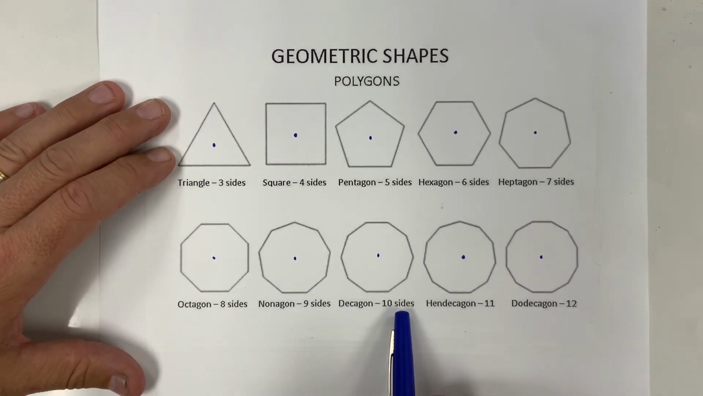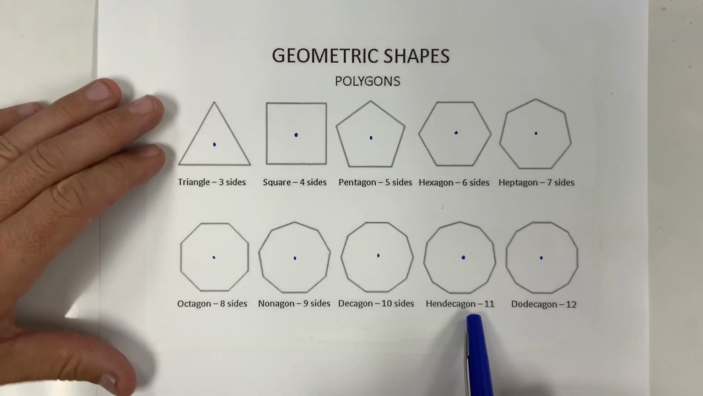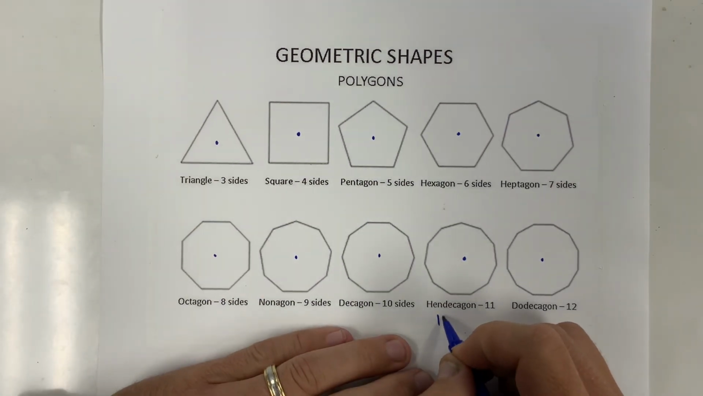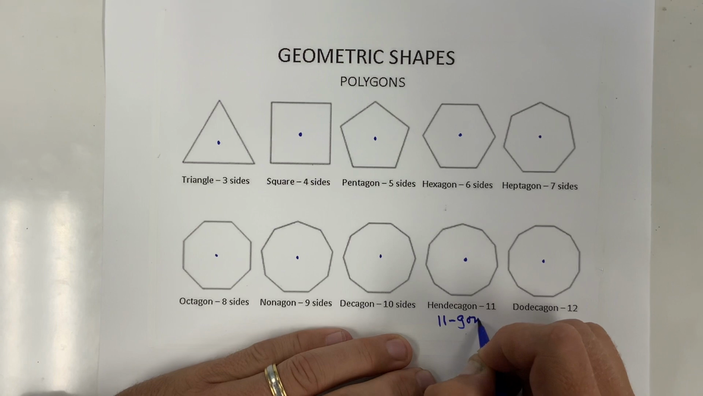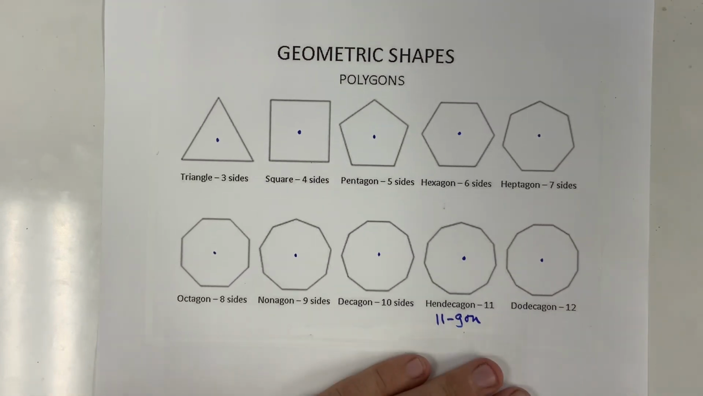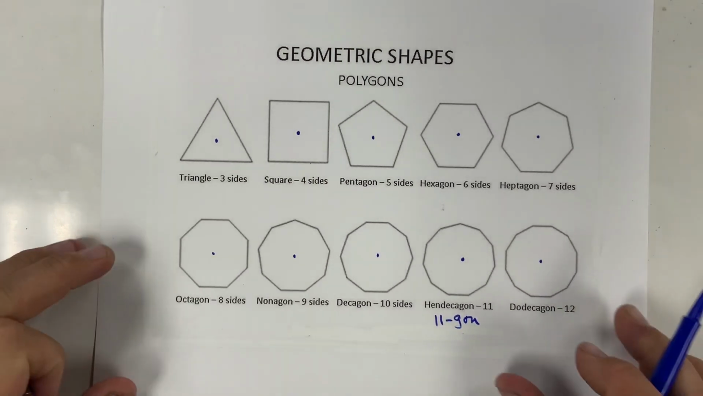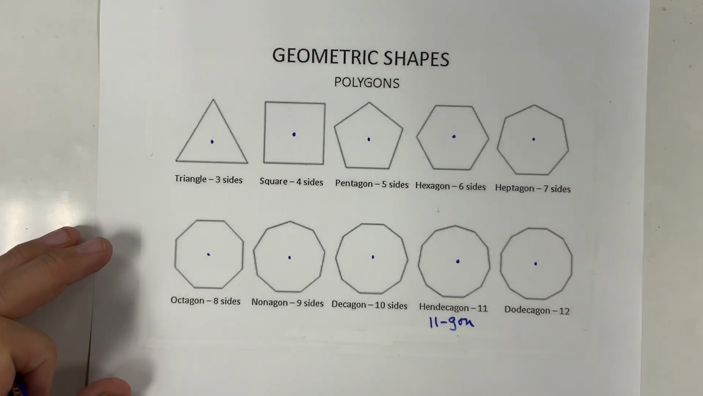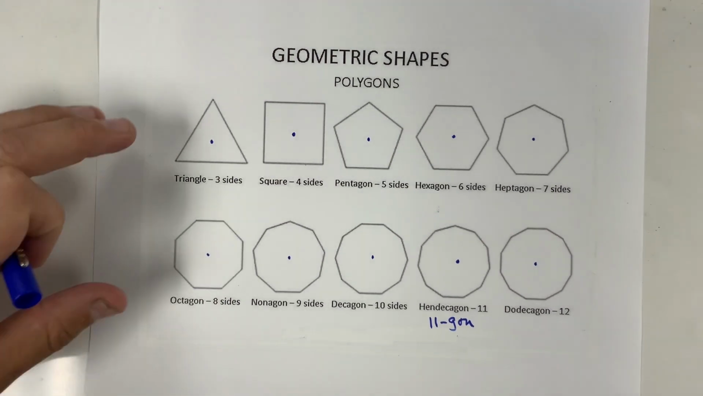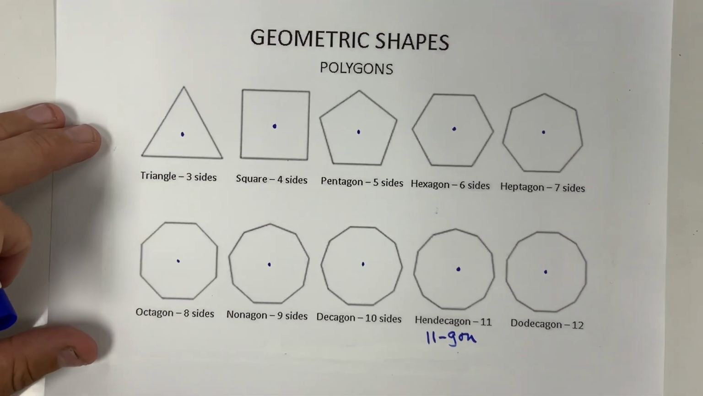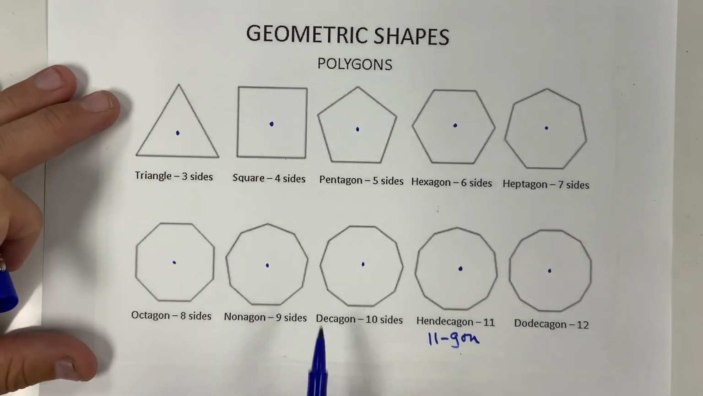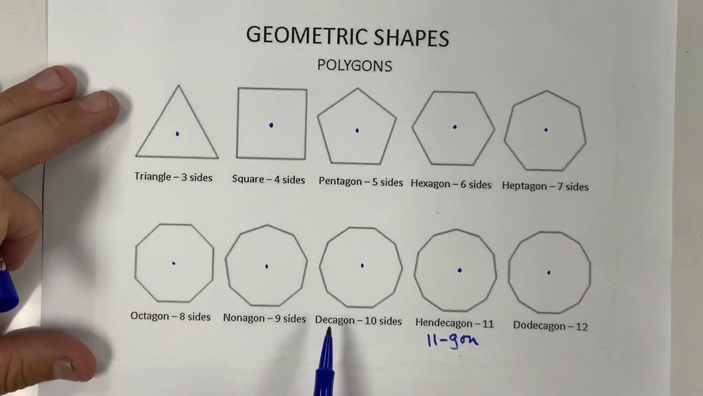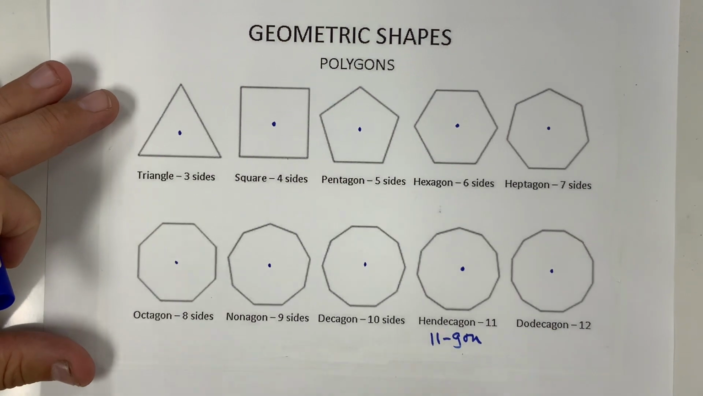Decagon has 10 sides. 11 is called a hendecagon. I know our homework will probably just say 11-gon, most likely. And then if you have 12 sides, we call that a dodecagon. Those are your 3 through 12 polygons you need to know the names of. Now, as I say these names, you need to know the number of sides that go with them. So if I say decagon, you're thinking 10 in the background of your mind.